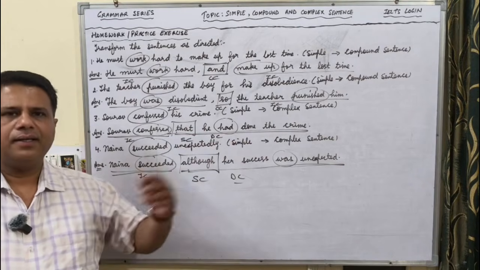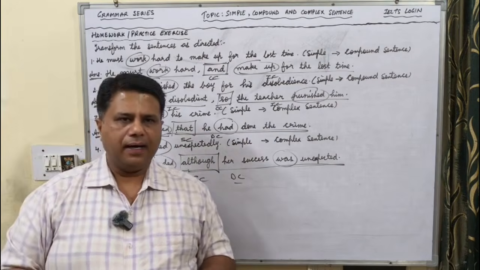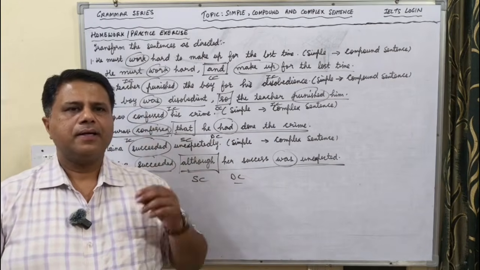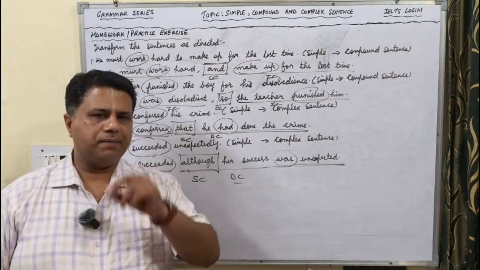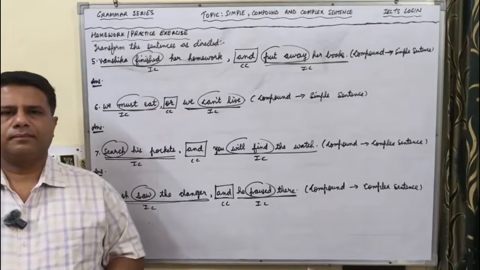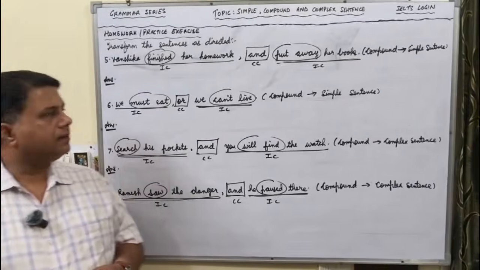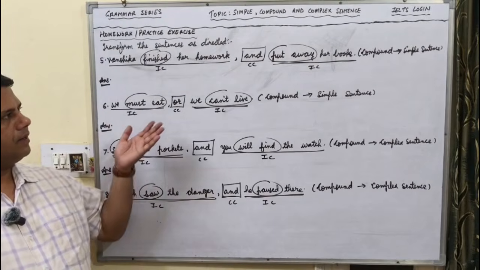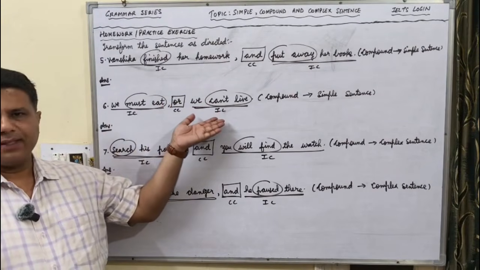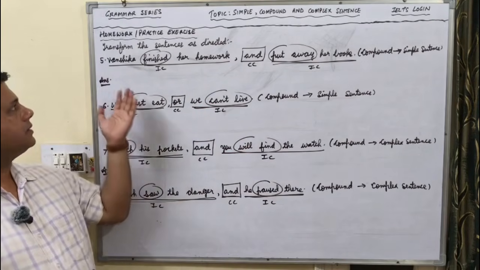In the next part of the homework or practice exercise, I will give you 4 sentences again, this time from compound to simple and compound to complex. Now the next 4 sentences, 5, 6, 7, 8. Now I am giving you 2 sentences from compound to simple, and 2 from compound to complex sentence.